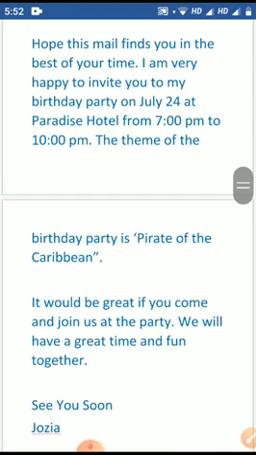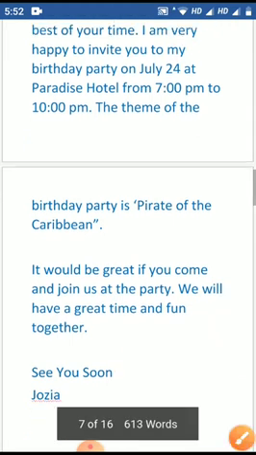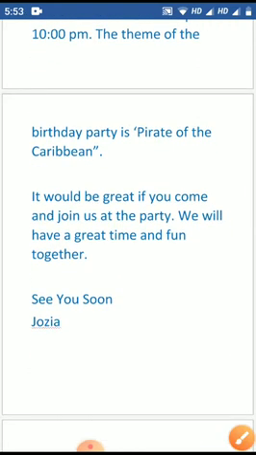Then we will write the main body. Hope this mail finds you in the best of your time. I am very happy to invite you to my birthday party on July 24 at Paradise Hotel from 7 p.m. to 10 p.m. The theme of the birthday party is Pirates of the Caribbean. It would be great if you come and join us at the party. We will have a great time and fun together. Then, see you soon. Sender's name, Josiah.